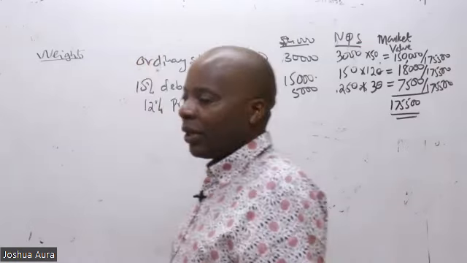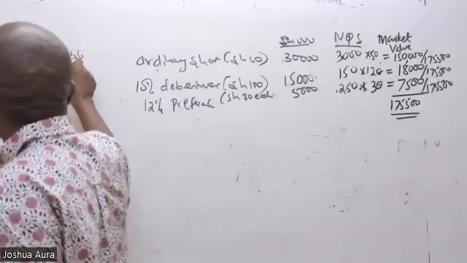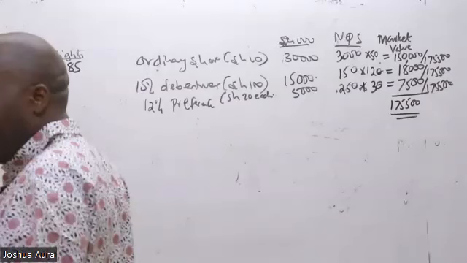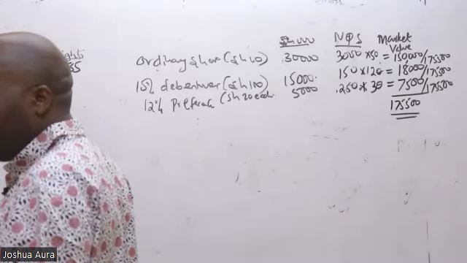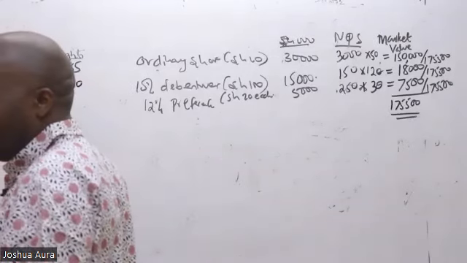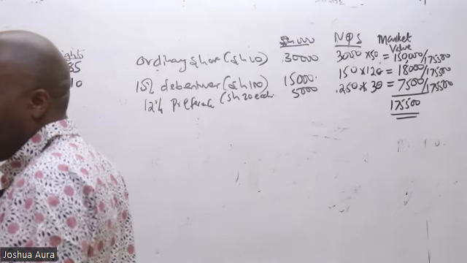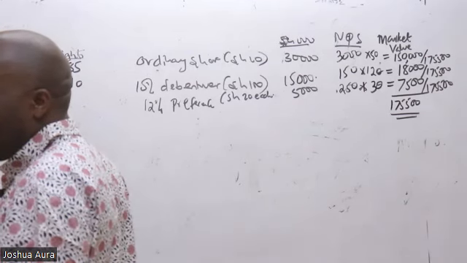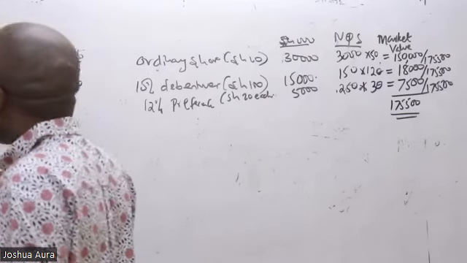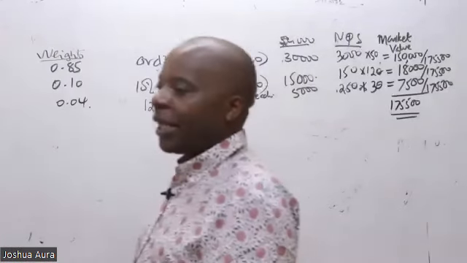So how does the weight come out? Grace tells me it is 0.85. Thank you very much. So equity is 0.85. How about the second one, which is the debentures? 0.10. Now there is the last one. 0.04.